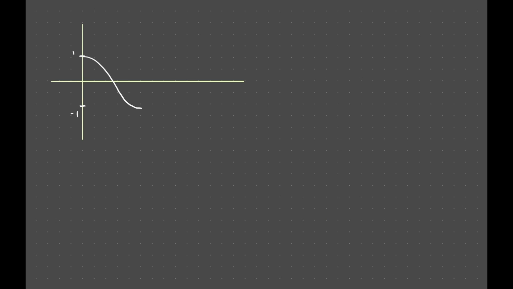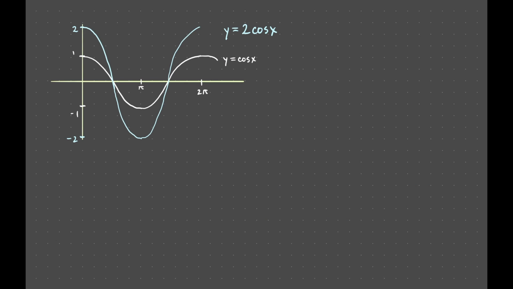Another type of transformation for graphs is a type of stretching procedure. For example, the graph of cosine is indicated here, but if we multiply the output by 2, then the graph is stretched by a factor of 2 in the vertical direction, and we obtain a similar looking graph which now has double the amplitude of that of before.